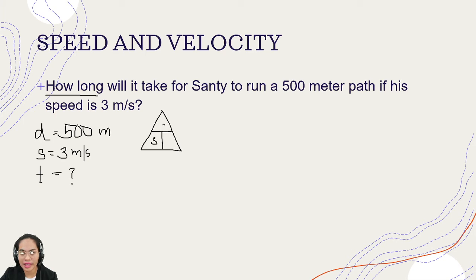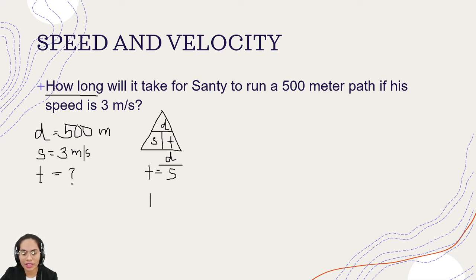So we put S, D, and then T. So we are looking for the time, right? So the time is here. Time is equal to, ano yung nasa taas? Distance over speed. So this is now the formula for time.